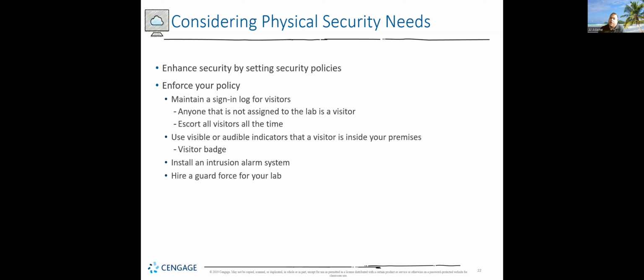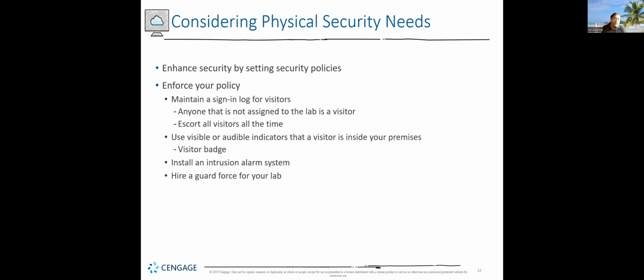I've said this before. Use visible or audio indicators that a visitor is inside your premises. Visitor badge. So you would put a sticker on them, bright color. Like, hey, just letting you guys know, I'm escorting somebody to the locker room to collect a locker for a case.